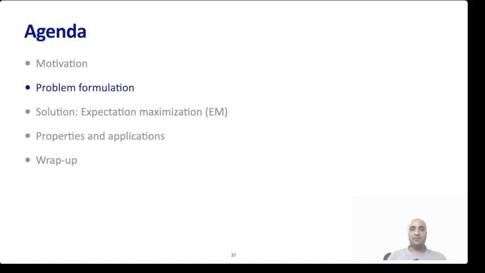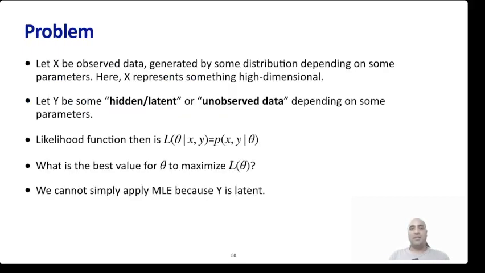So let's formulate this problem in a general way. Let X be observed data. X here could be a high-dimensional feature space. In our example, we only use the height feature, meaning that we only have one dimension, but in practice we have many features or properties that represent X. And we also have a Y variable that represents hidden, or latent, or unobserved data, depending on some parameters.